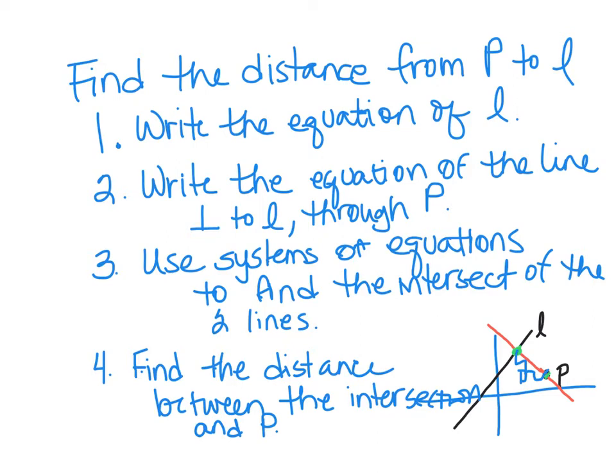Okay, so I'm going to do an example problem. And we're going to use a system of equations to find the intersection of the 2 lines and the point P, and that's going to be this little segment right here. How long is that? Write the equation of the line. You write the equation of the line perpendicular to it through P. You find their intersection using systems of equations, and then you find the distance between the intersection and the point P. That's how you do it.